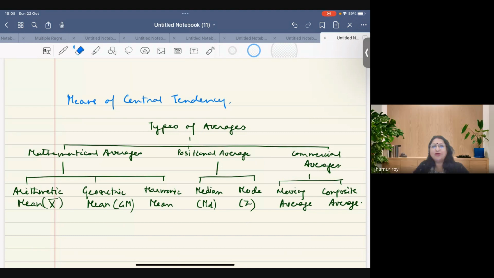So when we talk about types of averages, there are three types of averages. The first is the mathematical average. The second is the geometric positional average, and the third is your... Okay, so the third.